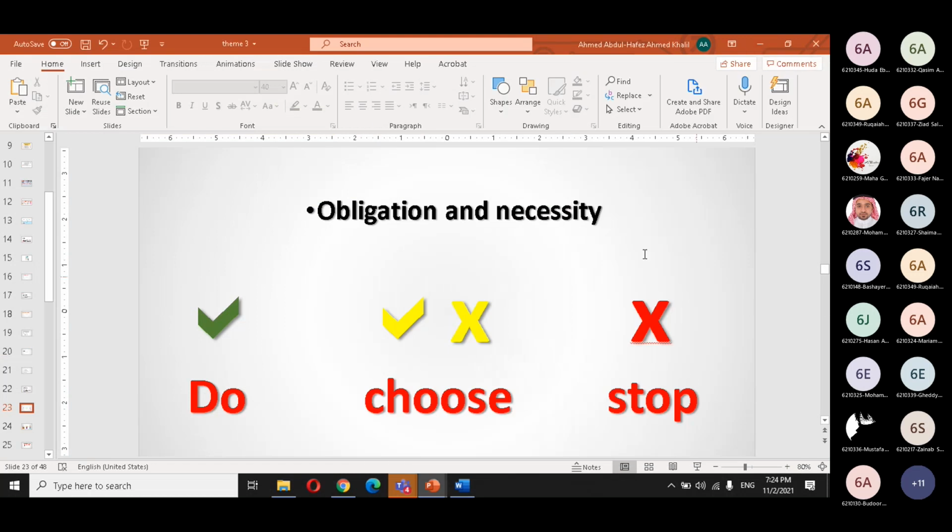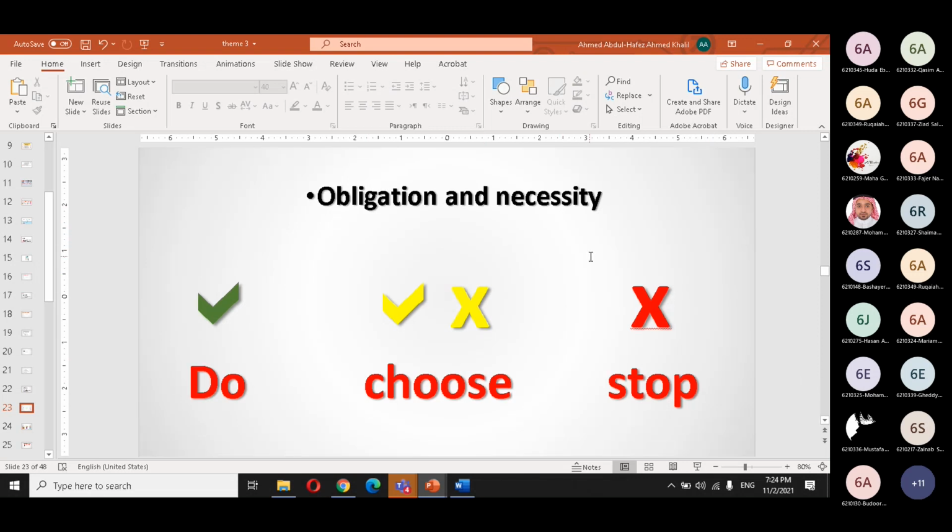Look at this. Obligation and necessity. We have three things. Okay? Sometimes it is necessary to do something. And sometimes it is necessary not to do something. And sometimes it is not necessary.